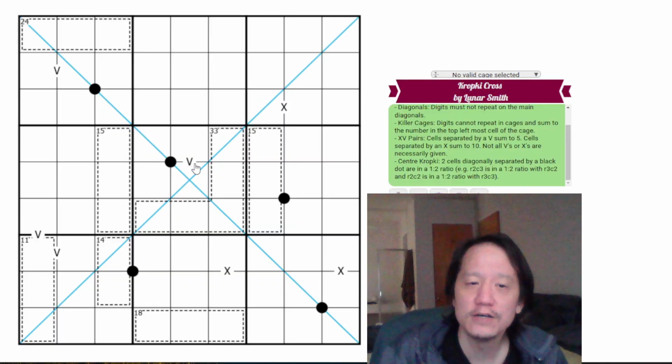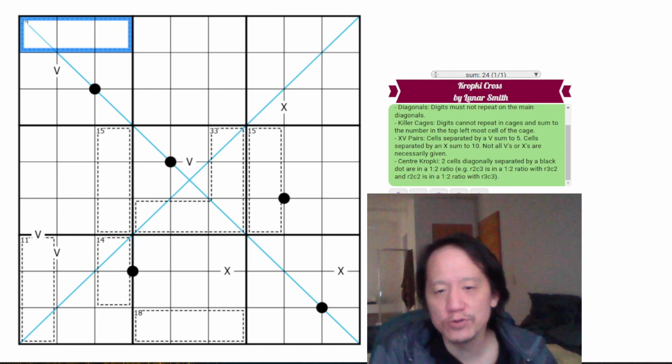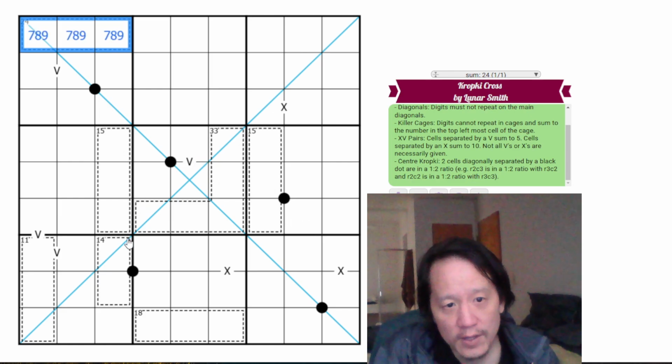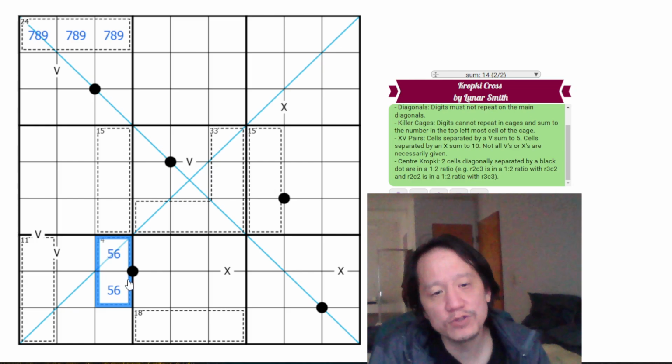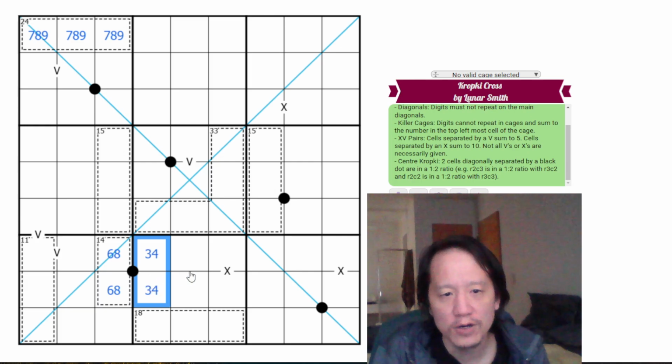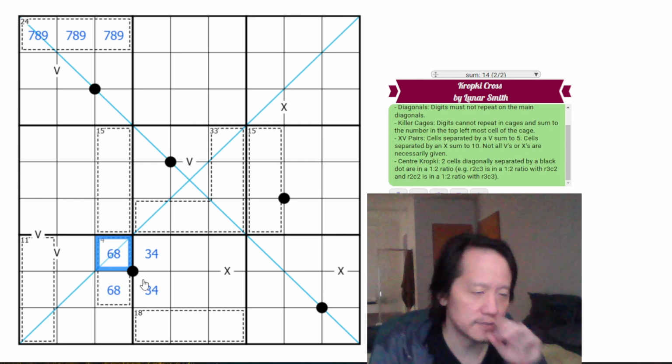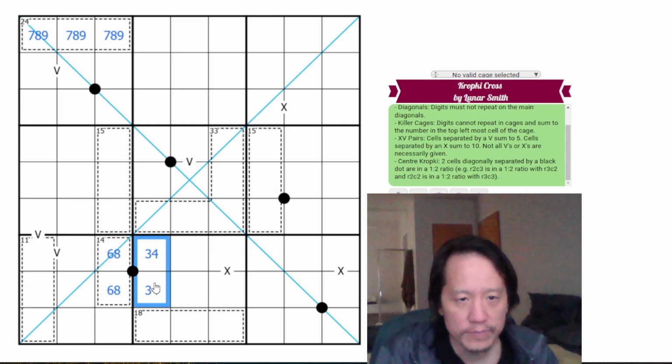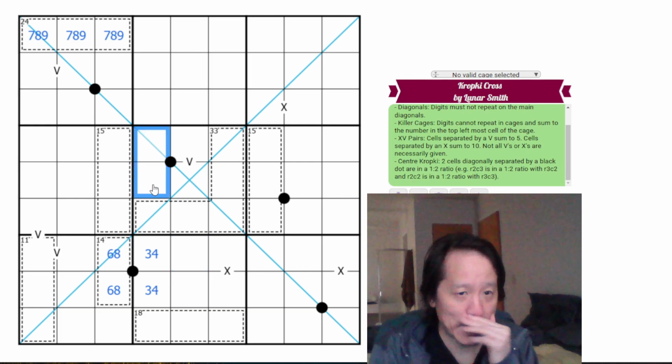Let's go. Okay, so 24, 3 digits adding up to 24 must be 7, 8, 9. This is 5, 6 with 8 or 9. But these both have to be in a 2:1 ratio. So this is 6, 8, which means this is 2:1 with 3 and 4. 6 is double 3, and 8 is double 4. Therefore, 3 and 4 cannot be here.